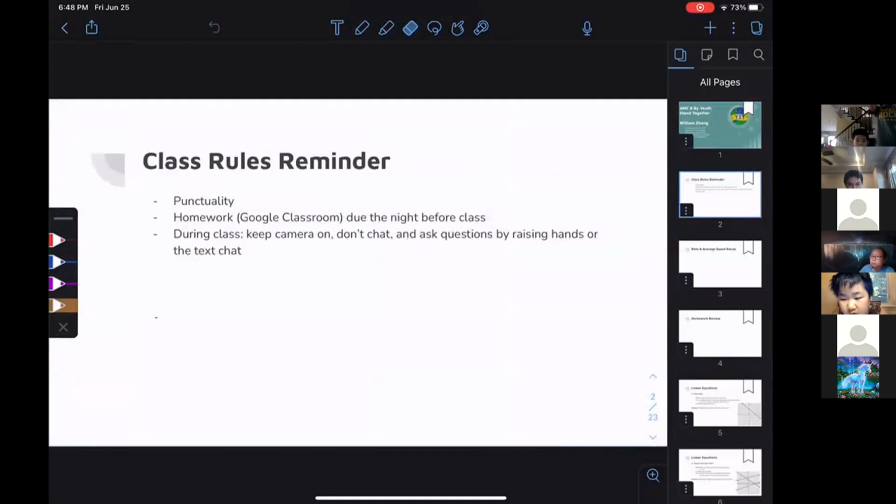So just a quick reminder, please submit homework on time because I need that information to determine what problems I need to go over in class. It's due the night before, and during class, keep your camera on. I see a lot of people have theirs off. Don't chat, and you can ask questions by raising hands or the text chat.